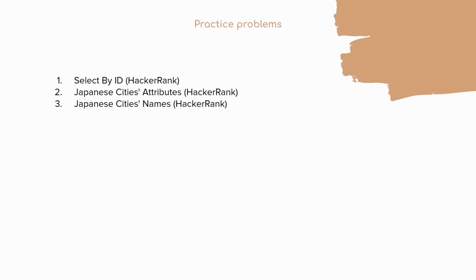Now comes the practice problem part. So these are three problems: select by ID, Japanese cities' attributes, and Japanese cities' names. These three questions you can solve from HackerRank. A link to these questions I'll be providing in the description of the video. All right, so you can solve these problems, and based on the where condition, if you find other problems, you can comment them down in the comment section also.